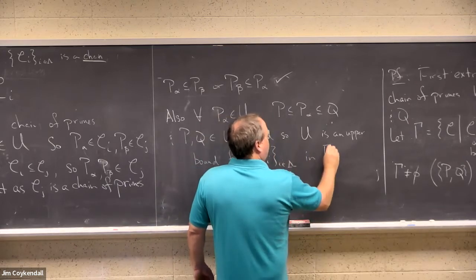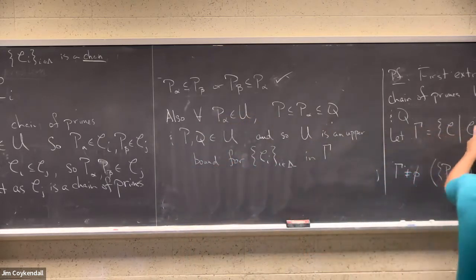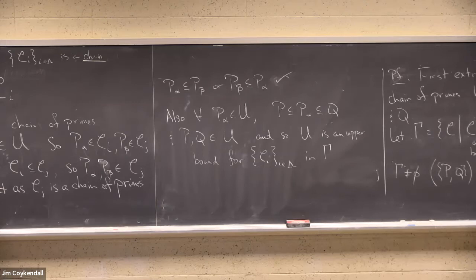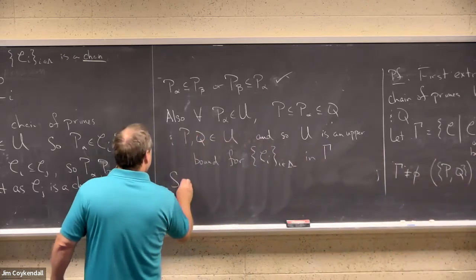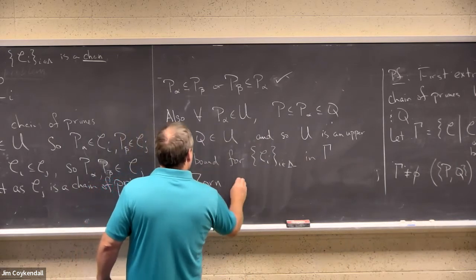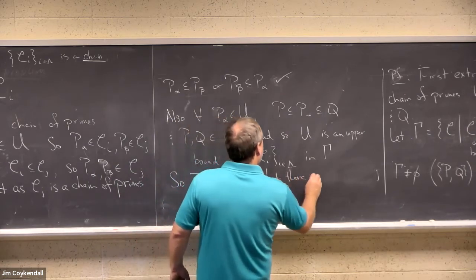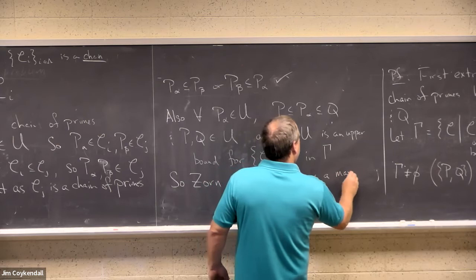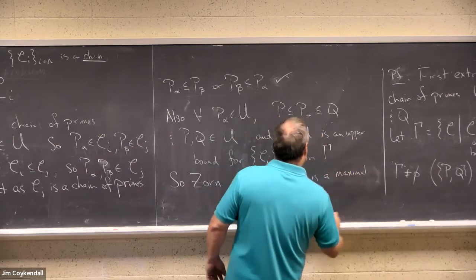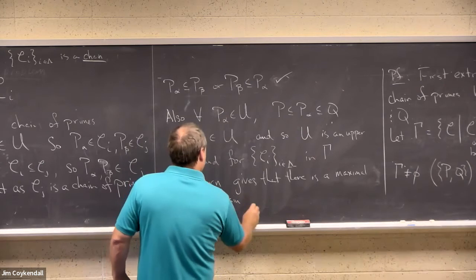Because it is a chain of primes between P and Q, containing both P and Q. And of course, it's an upper bound of that chain because any one of those C_i's in the chain is contained in U by definition. So we can apply Zorn's lemma. There is a maximal chain of primes.